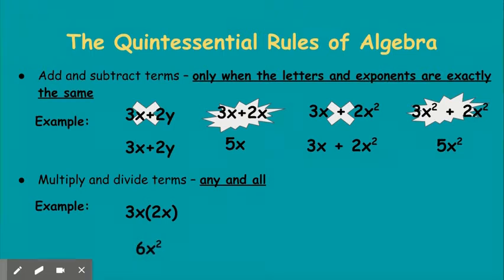So 3 times 2, I get 6, and then with the imaginary 1 on each, when you add them together, you're going to get x squared. So 6x squared is the final answer there.